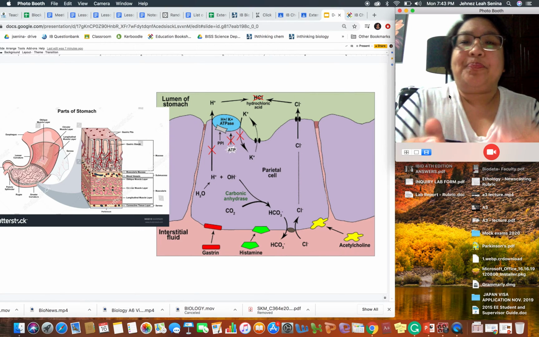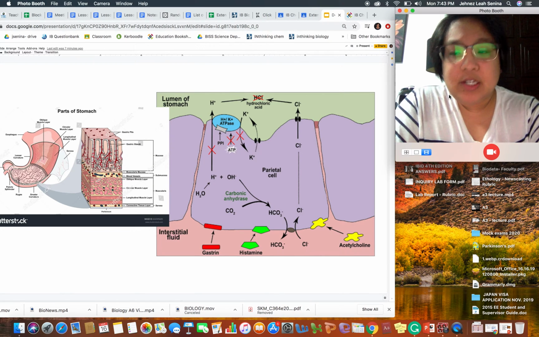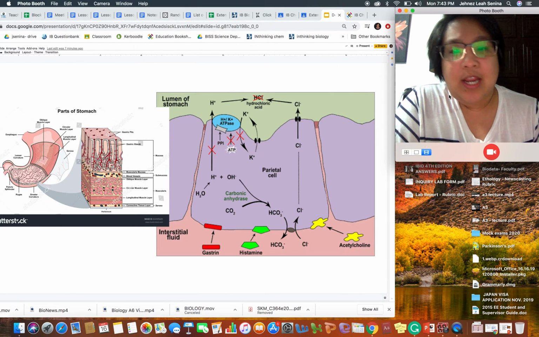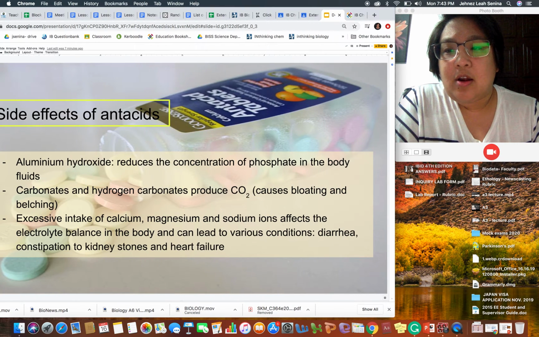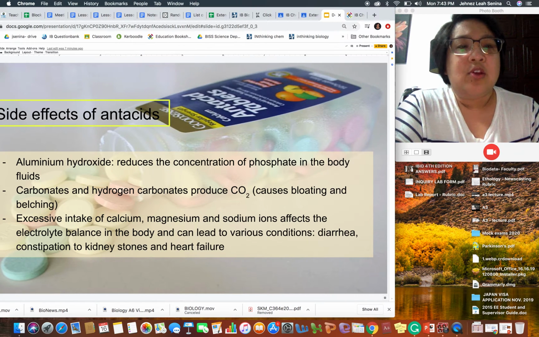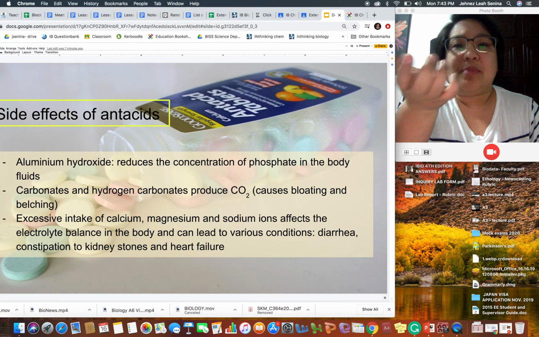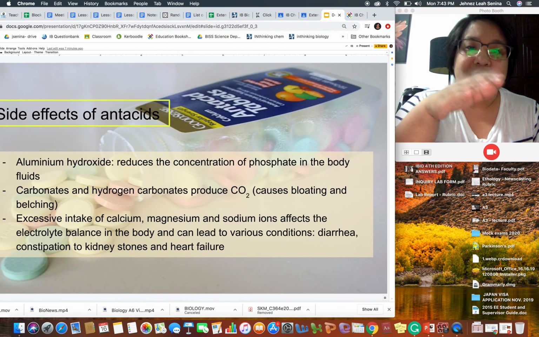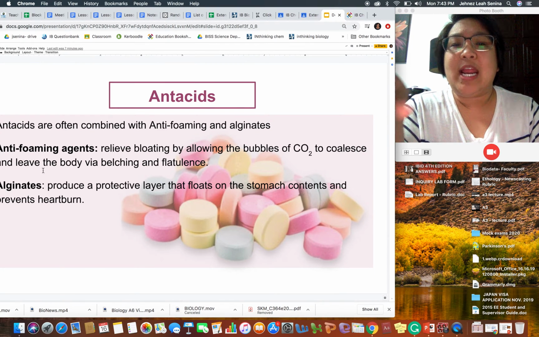All right. So D4 is about antacids. CJ, in his report, explained how we have different antacids. Just to review, our antacids are either aluminum hydroxides, carbonates, or hydrogen carbonates. These antacids neutralize the stomach's acidity. In other words, the stomach is so acidic, so you take antacids. And we normally take them with anti-foaming agents or alginates.